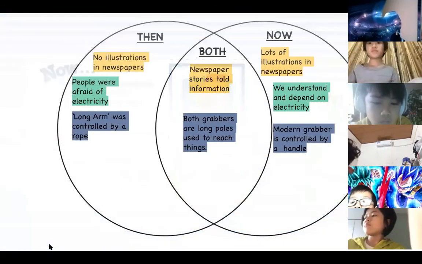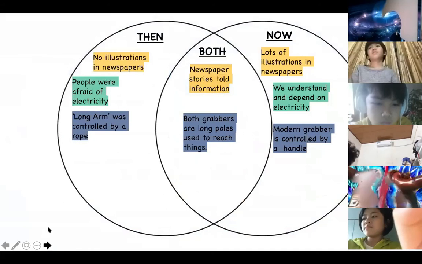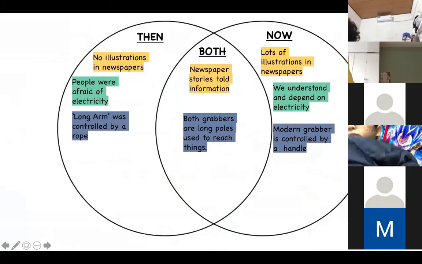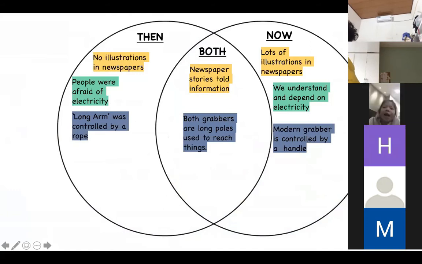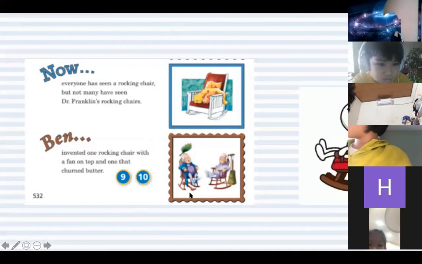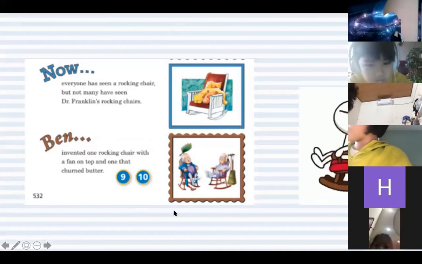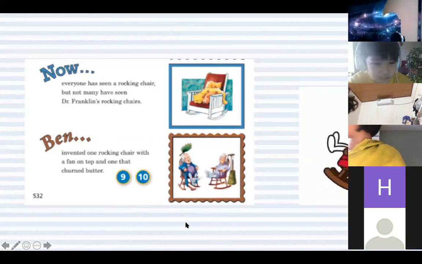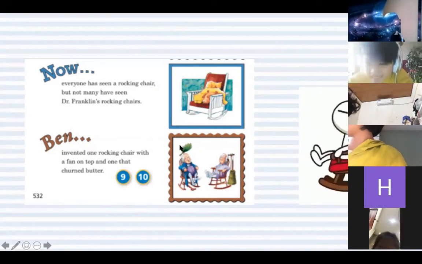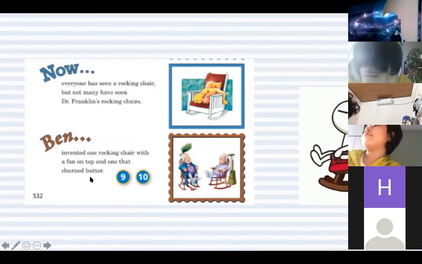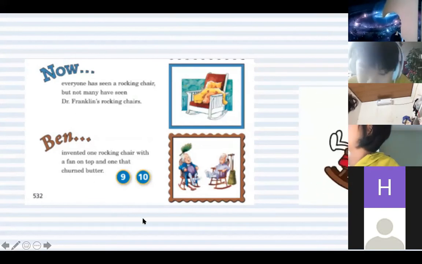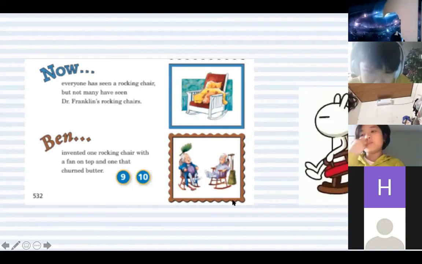Now, let's talk about how they're different. Back then, what was different about rocking chairs? What did rocking chairs have on them that we don't have on rocking chairs today? A fan, good, a fan. And what's this? Something that we use to churn butter. So many years ago, people couldn't go to a shop and buy butter.